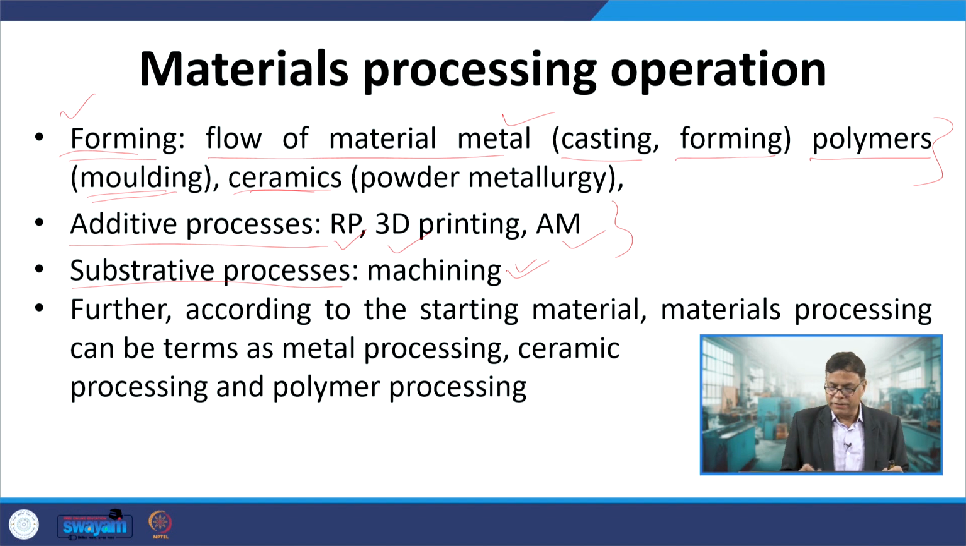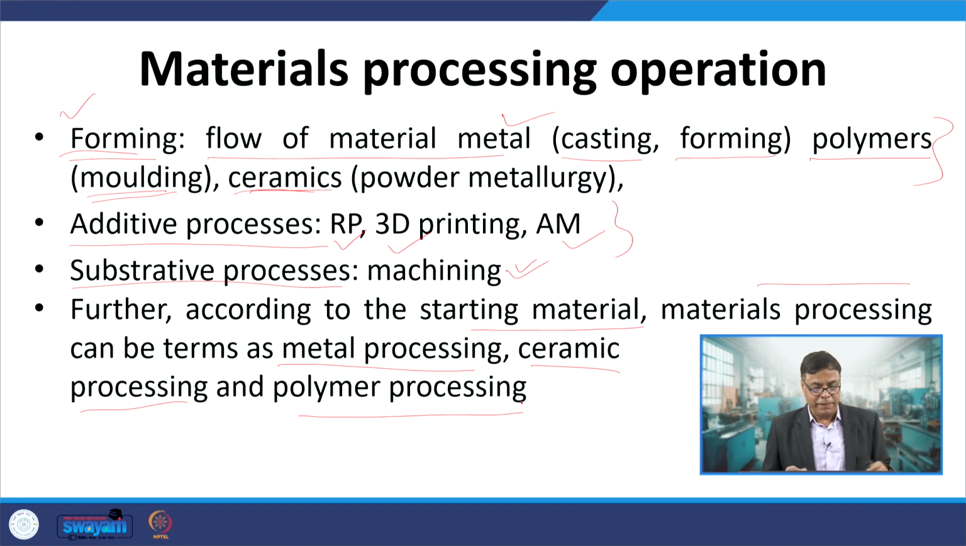And further, according to the starting material, material processing can be termed as metal processing, ceramic processing and polymer processing. So, this is just the classification or grouping of material processing based on the starting material, whether it is the metal which is being processed, so metal processing, ceramic being processed for ceramic processing, or polymer being processed for polymeric processing.